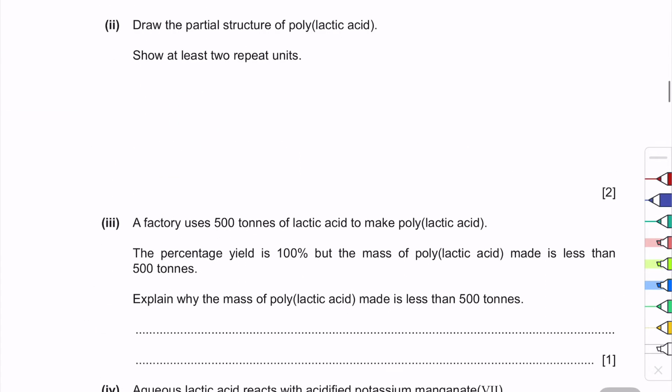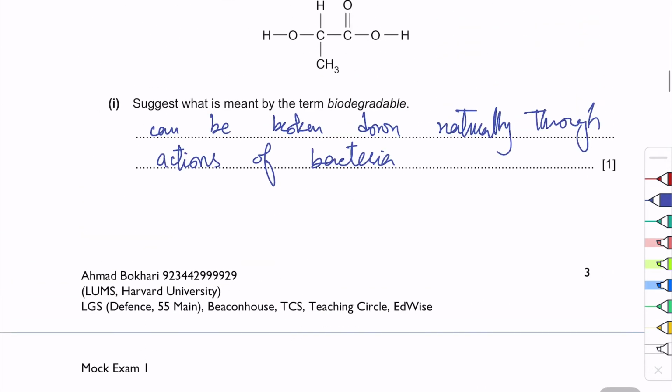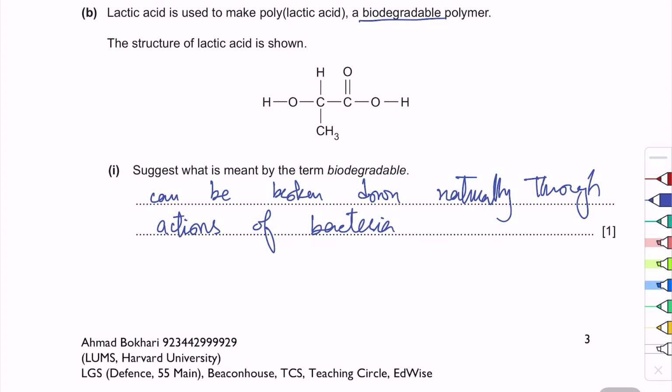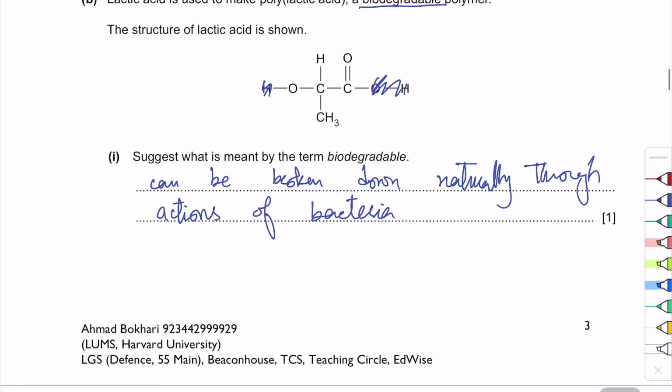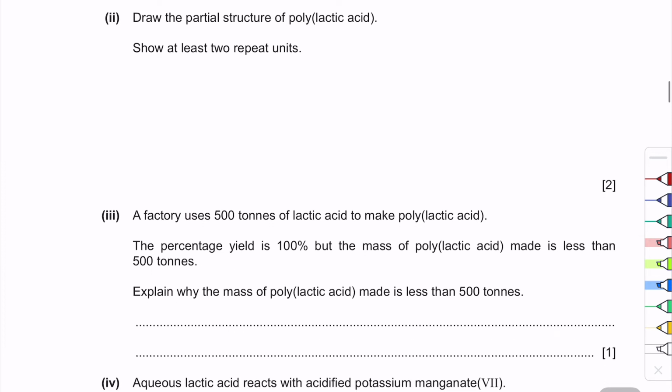Moving on, draw the partial structure of polylactic acid. Now what you have to do is RCJ. So what will you remove? We will remove OH from one side and H from another side, and that is our repeat unit. Then we simply copy that part, make another one and just join them. And there you go. That's how we get polylactic acid.